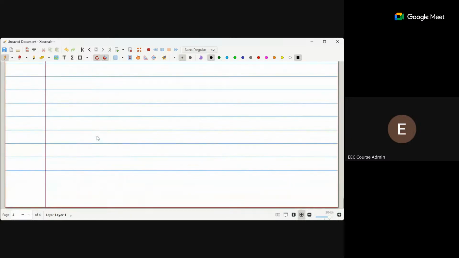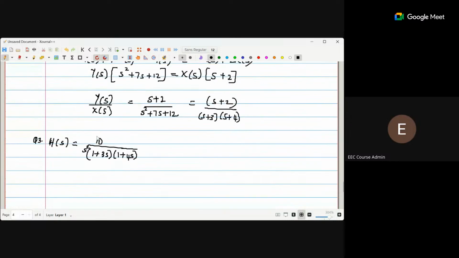Okay, so that is one thing. And the other two poles are s equal to minus 1 by 3 and s equal to minus 1 by 4. Correct? Those two are negative poles. So you don't have positive. Correct? Yes, ma'am. That is the thing.